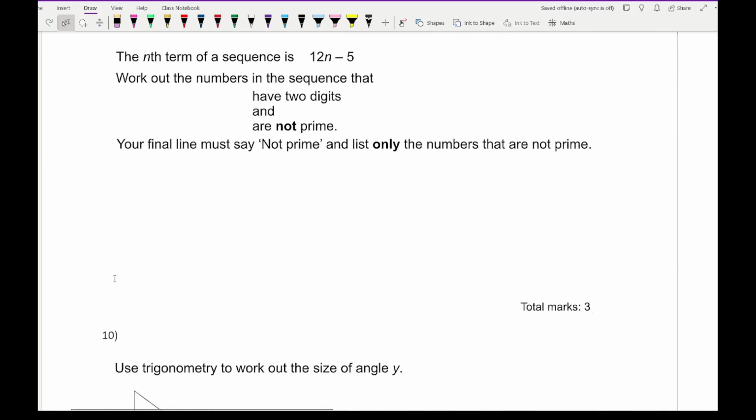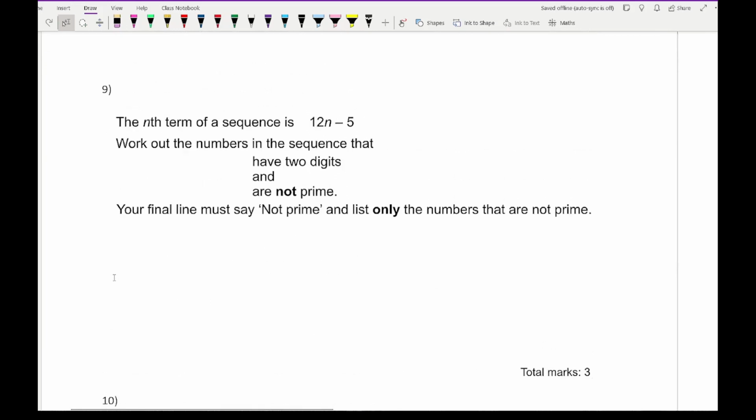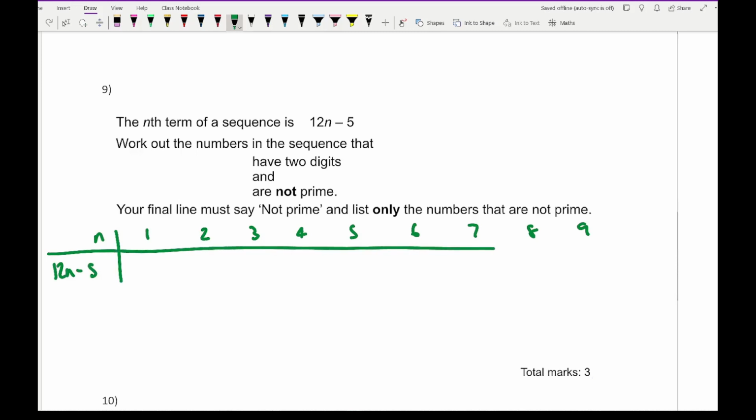Moving on to question 9, it says the nth term of a sequence is 12n minus 5. Work out the numbers in the sequence such that they have 2 digits and are not prime. And it says your final answer must say not prime and list only the numbers that aren't prime. So let's have a look at the numbers. So when I've got n equals 1, 2, 3, 4, 5, 6, 7, 8, 9, and I've got 12n minus 5, and just create a bit of a table.